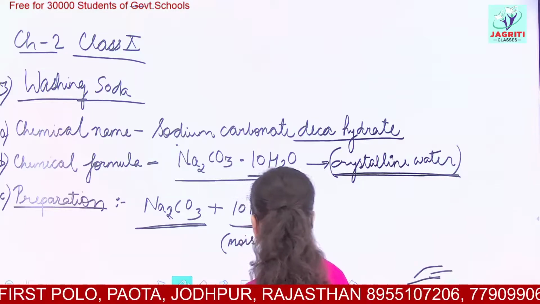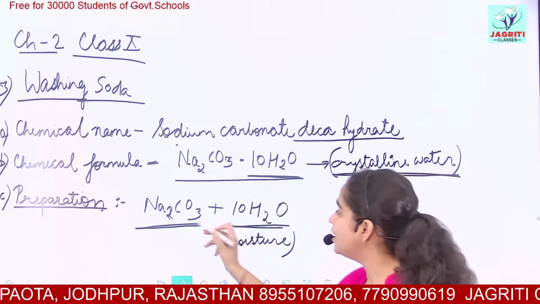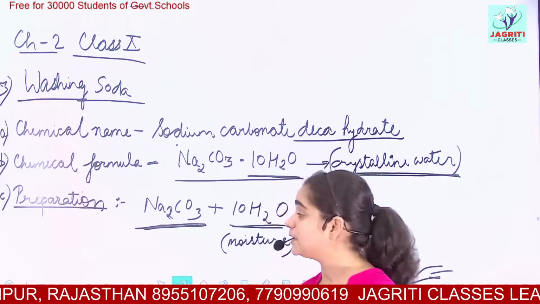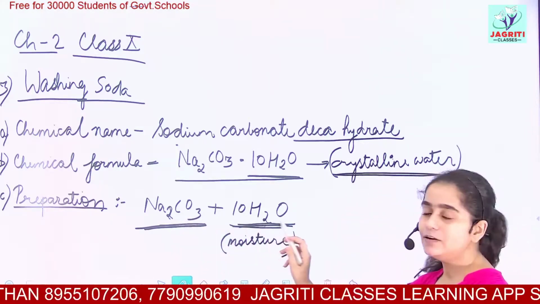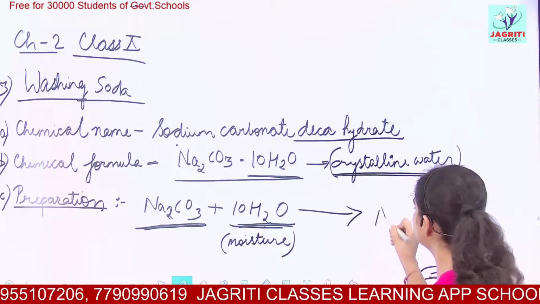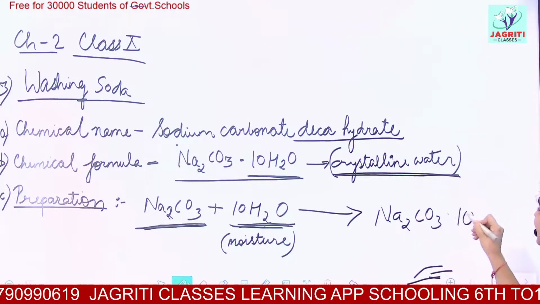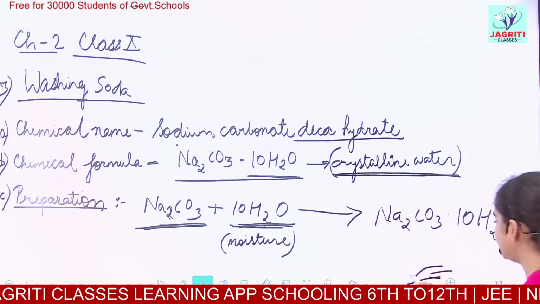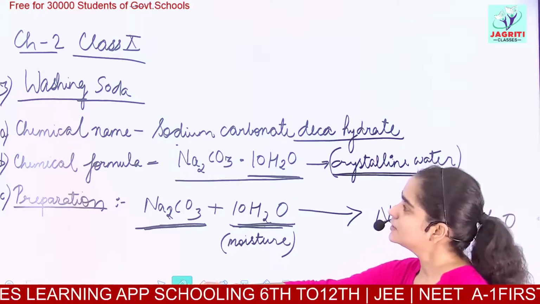And you all know the chemical composition of moisture would be H2O. So when sodium carbonate is exposed or kept in air for some time, one molecule reacts with 10 water to give Na2CO3.10H2O, that is sodium carbonate decahydrate. And this sodium carbonate decahydrate is what? This is our washing soda.